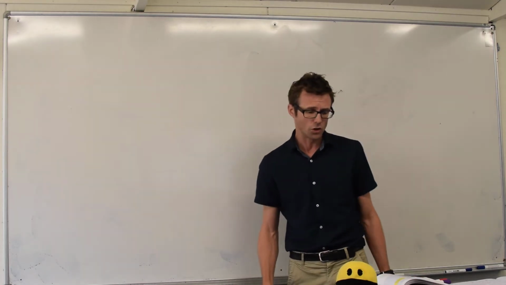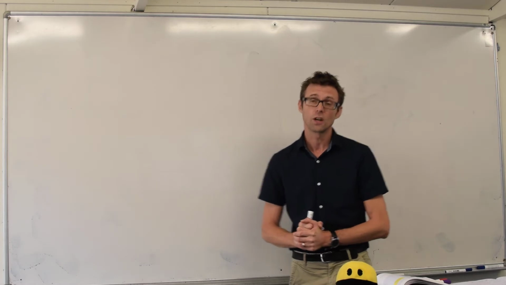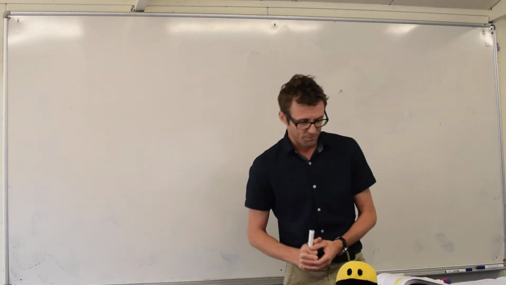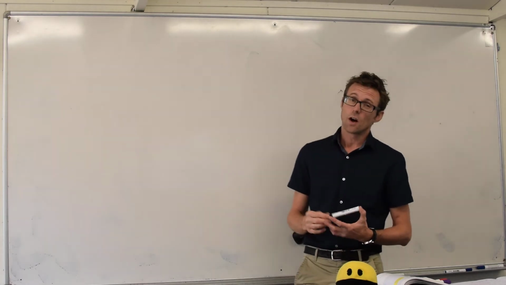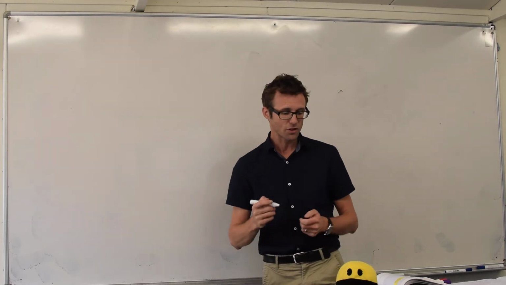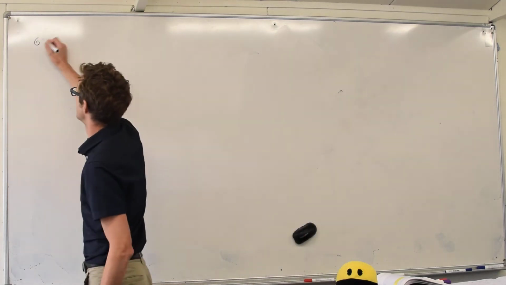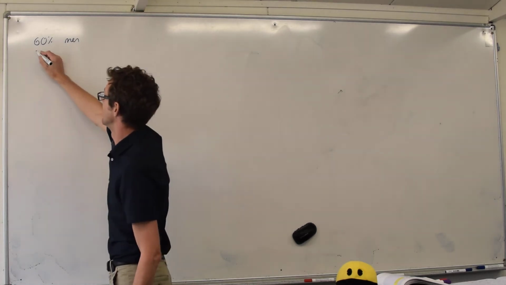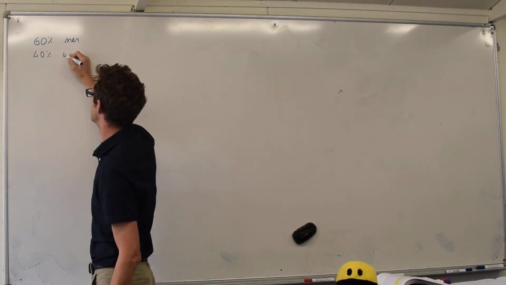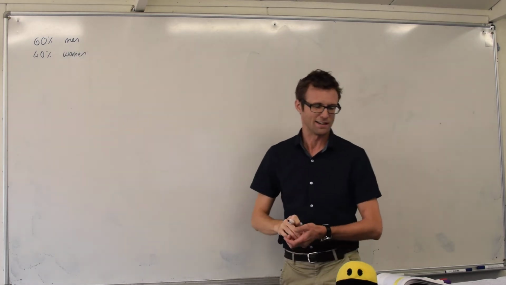But I'm going to do a question with you now from exercise 4.3. We're going to look at number 2. This is page 79. Here we have a gym, and 60% of the members of the gym are men. So 60% men, obviously therefore 40% women. Well, I don't know if it's obvious, but it's obvious for us.